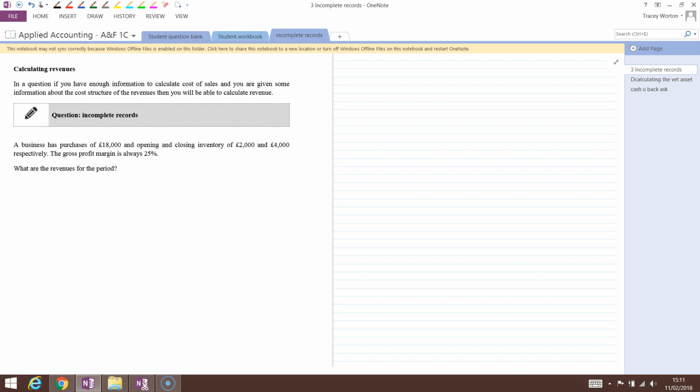So a business has purchases of £18,000. We've got opening and closing inventory of 2,000 and 4,000 respectively, and a gross profit margin is always 25%. So we are going to have to calculate the revenues for the period. So again, firstly, set up your cost structure.